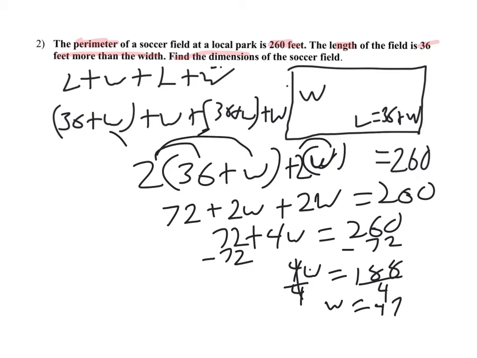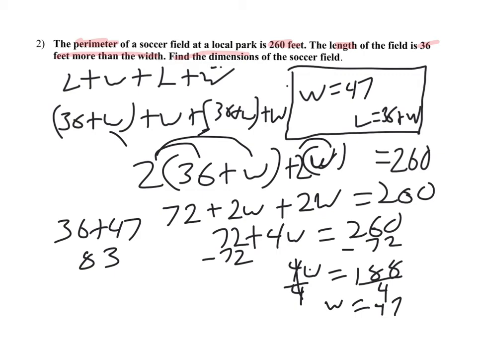All right, so we got W is equal to 47. So if W is equal to 47 and length is 36 more than width, then we are going to add 47 to 36, and that will give us our length, which comes out to be 83.